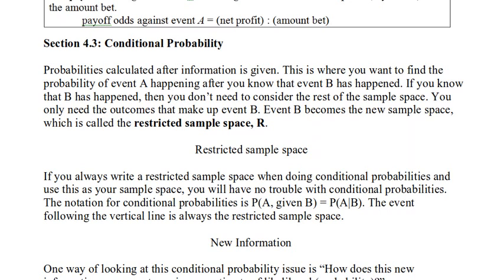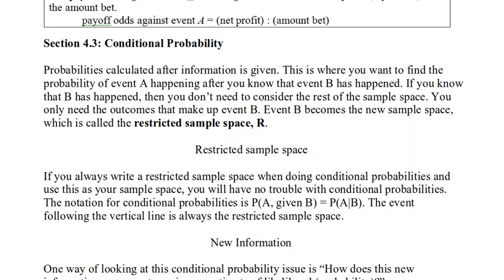We call this new sample space the restricted sample space. We denote that with an R. Remember, a sample space itself is denoted with a capital S. If you always write a restricted sample space when doing conditional probability problems and use this as your entire sample space, you will have no trouble with conditional probabilities.